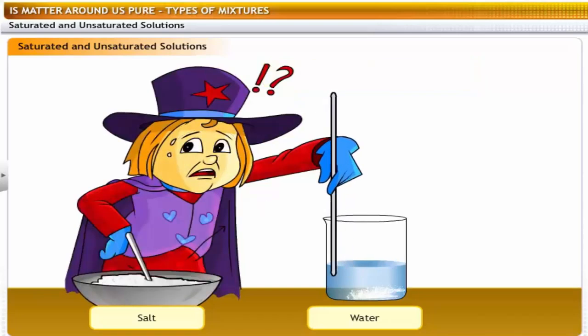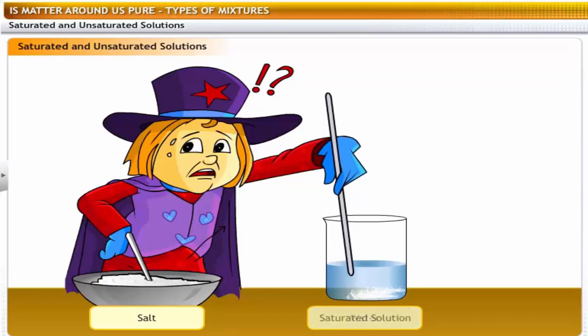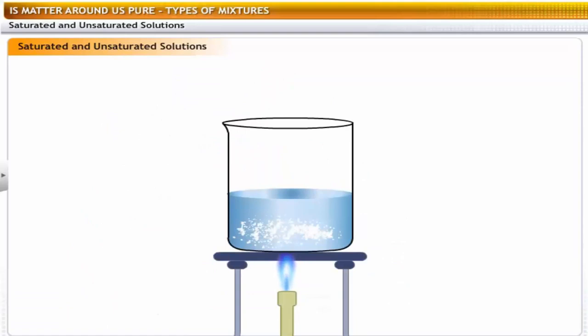Even if you stir the solution vigorously or wait for a long time, the solute will remain undissolved. You have obtained a saturated solution in which no more solute will dissolve. The solution that we had obtained initially was an unsaturated solution. Now heat the saturated solution.